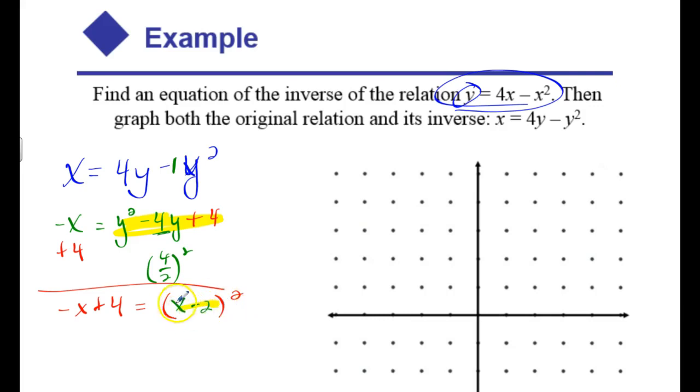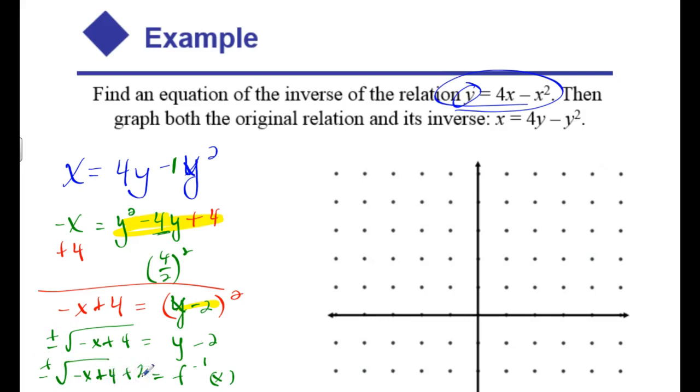Oh, excuse me, that's a y. y minus 2 quantity squared. So if I were to take the square root of both sides, which gives me plus or minus the square root of -x plus 4 equals y minus 2, here comes the inverse function, which is, this is notation for inverse function, plus or minus the square root of -x plus 4 plus 2.